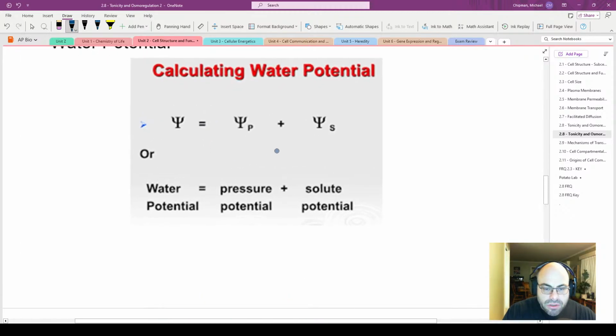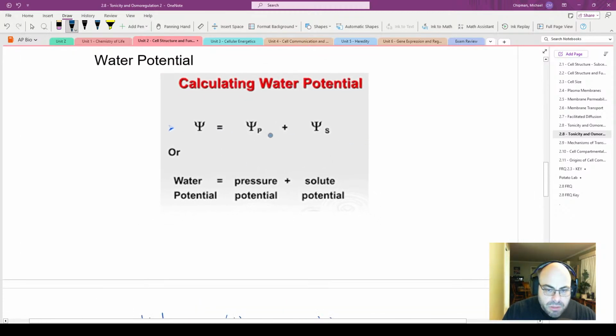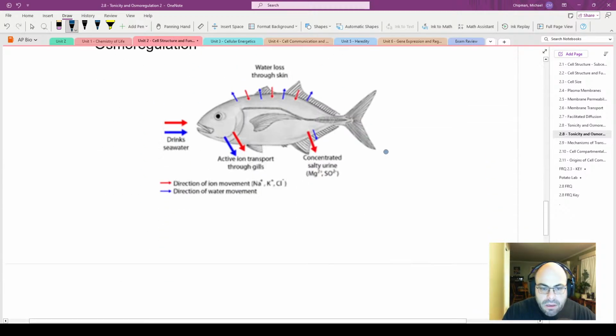How do you get water potential? Well, it's solute potential plus pressure potential. A couple of things you need to know. Pressure potential is always going to be given. You're not going to have to solve for it. Solute potential, you will have to solve for it. All right, let's find it.